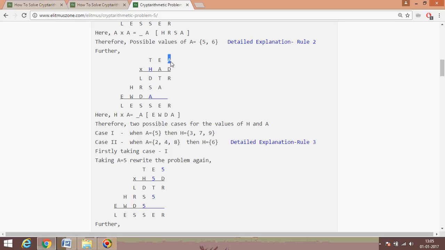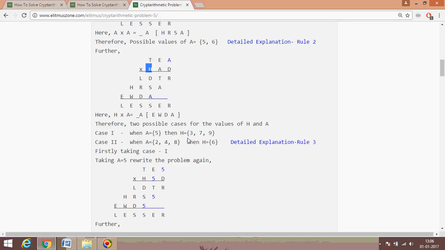The possible values of H and A can be when A will be 5, then H is equal to 3, 7 or 9. How? When A is equal to 5, H is equal to 3: 5 cross 3 is 15, the last digit is coming as 5. Second case, A is equal to 5, H is equal to 7: the last digit of 35 is 5.